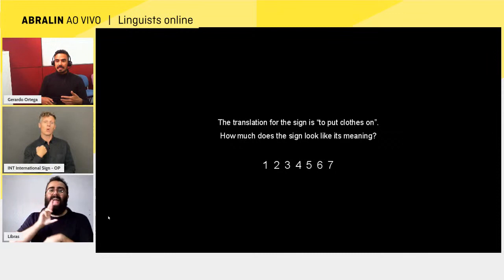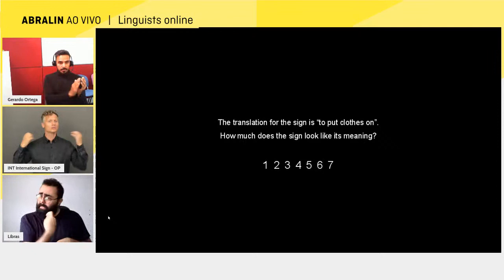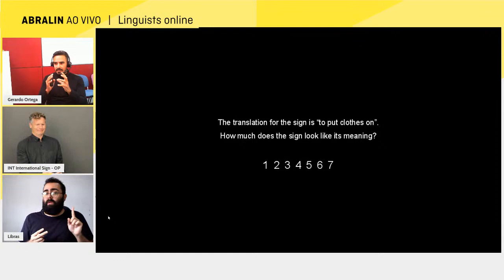There would be a screen that says, "The translation for the sign is 'to put clothes on.' How much does the sign look like its meaning?" And they would have to rate on a scale from 1 to 7. 1 being it doesn't look like it at all, meaning that it's not very iconic, or 7 to represent that it really is very clear, that the form really represents its meaning.